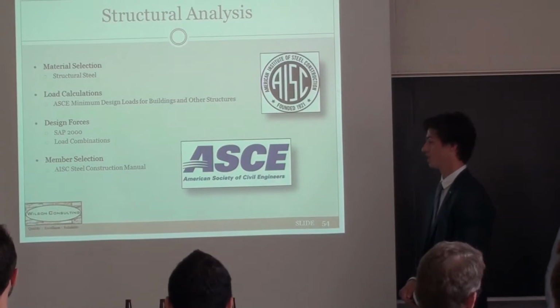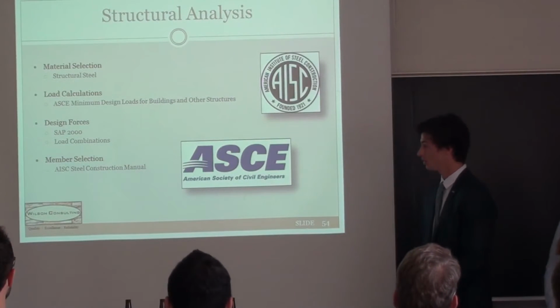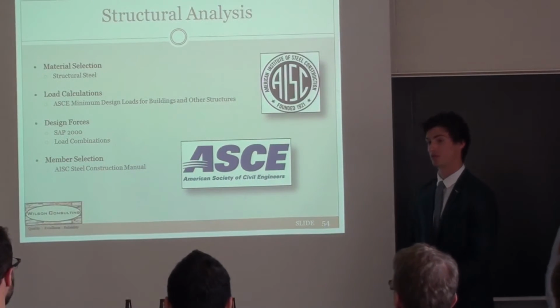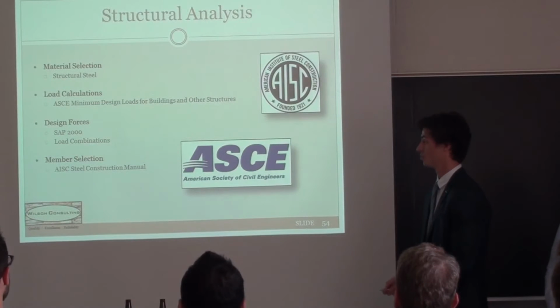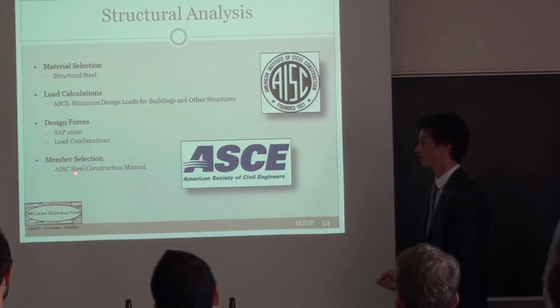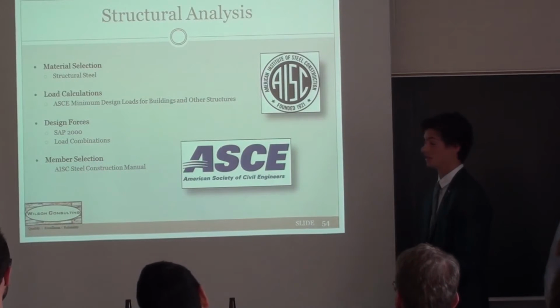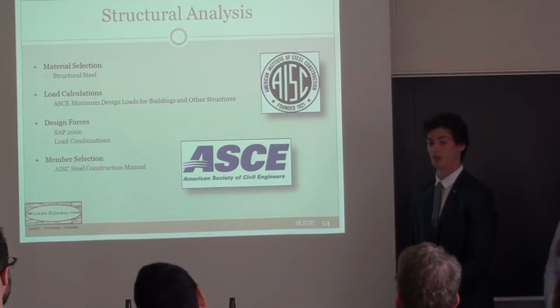After that, I chose the shapes of our members. I chose W shapes for columns and beams, and for bracing members and truss members, I went with double angle. Once I pick the shapes, I take the maximum design forces and look up the values in the steel construction manual and pick my members accordingly.